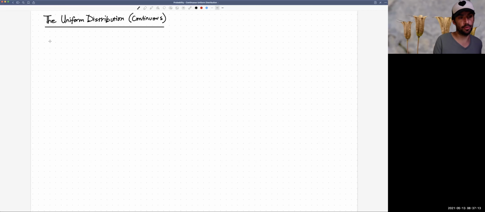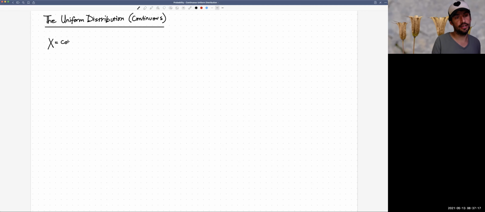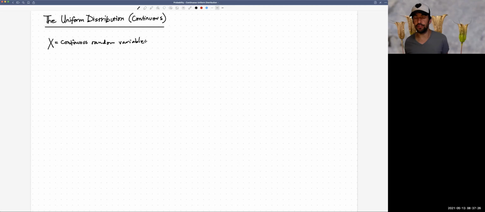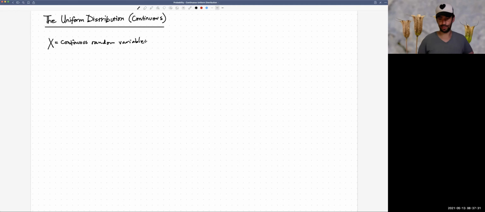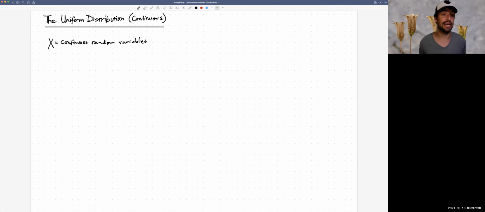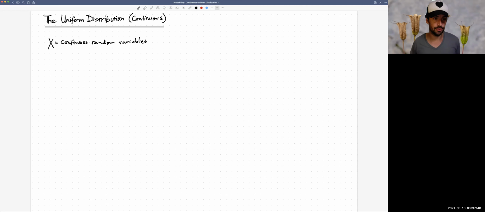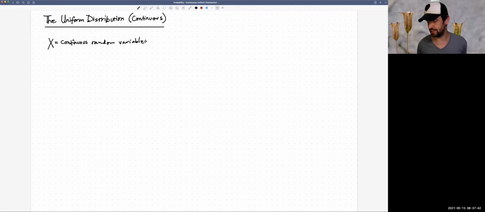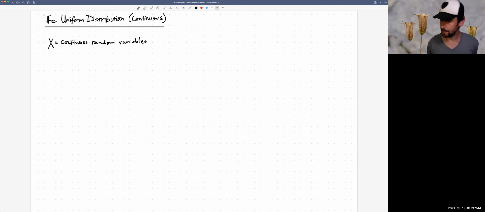So let's just remember what we're talking about here. If we have a random variable, I'll call x, and it's some continuous random variable, meaning the values of x are not discrete numbers, right? It's continuous data, so it's over some interval. There's an infinite number of values it can take on. So something like height is continuous. Things that happen over some amount of time are usually continuous, things like that.